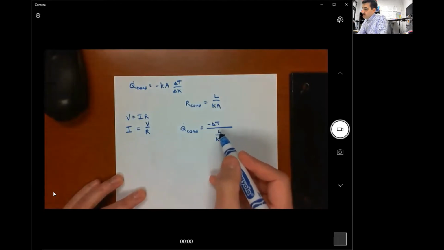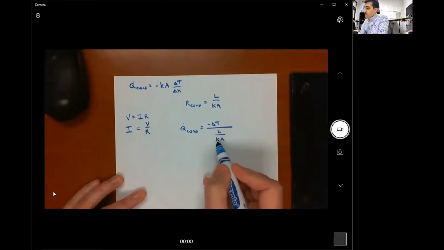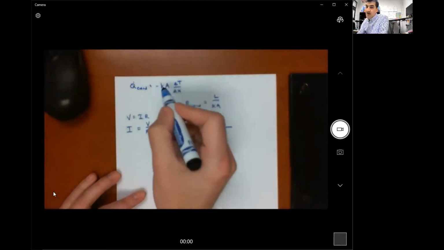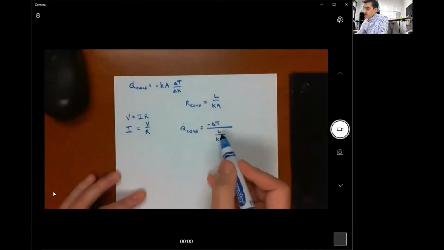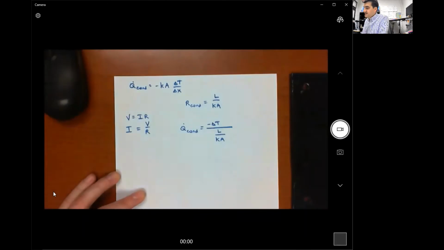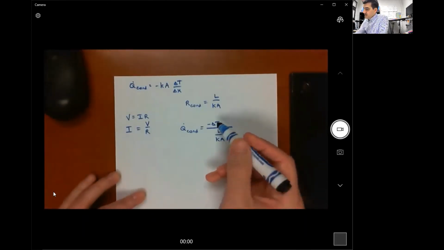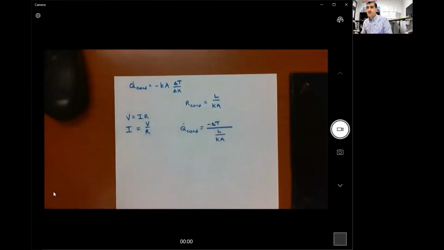So we have L divided by Ka in the denominator, and we know that if we have something in the denominator of the denominator, it's really in the numerator. So that's how it pops out up here. So this equation is exactly equivalent to this equation. They're the exact same thing. The only thing I've really done is replaced delta X with L. So they just mean the same thing. They're just the thickness of the material through which we're conducting heat.